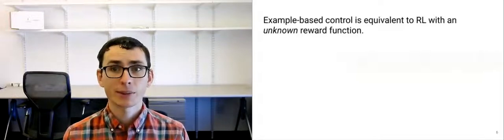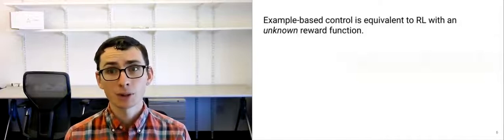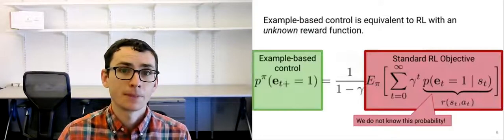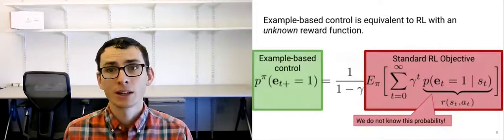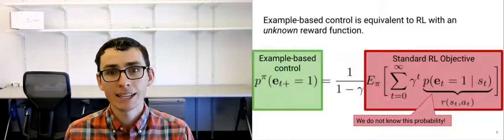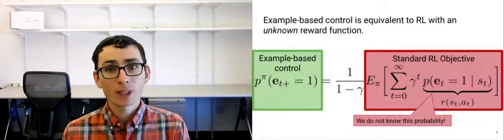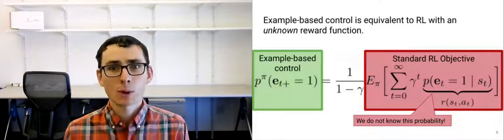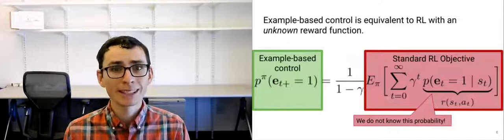One way of understanding example-based control is to compare it to standard reinforcement learning. Both involve the probability of something happening in the future, either receiving rewards or reaching successful states. In fact, we can express the example-based control objective as a standard RL problem with a reward function that indicates the probability of solving the task at each time step. However, we don't know how to compute this reward function.